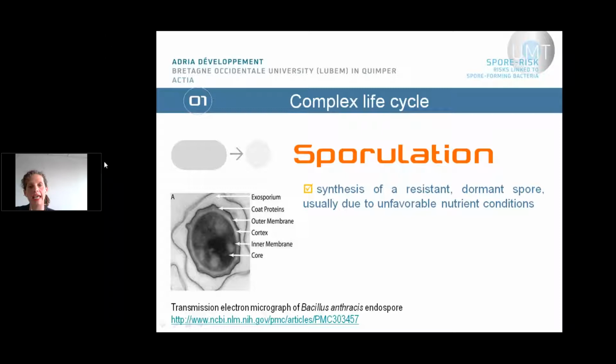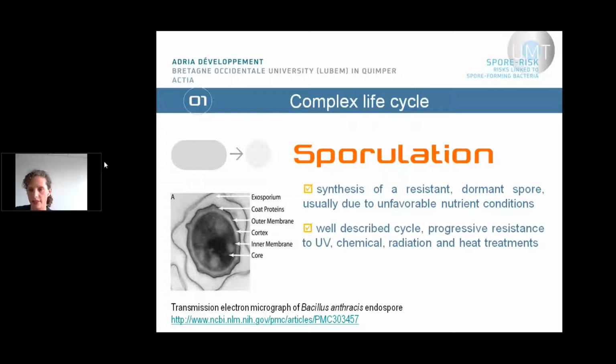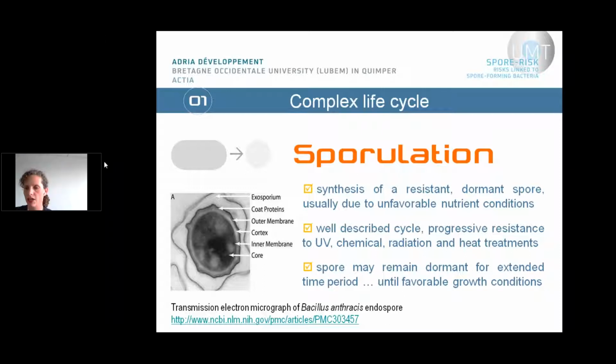explain this resistance. Sporulation is a well-described cycle, so I'm not going into detail on this cycle because a lot of reviews already exist on it. This is clearly described: how the pre-spore will acquire progressive resistance to UV, chemical, radiation and heat treatment before becoming a mature spore and being released in the environment.